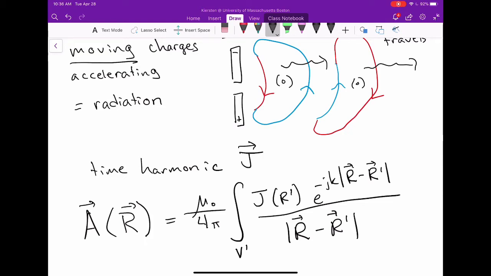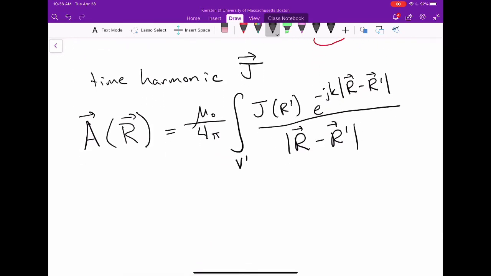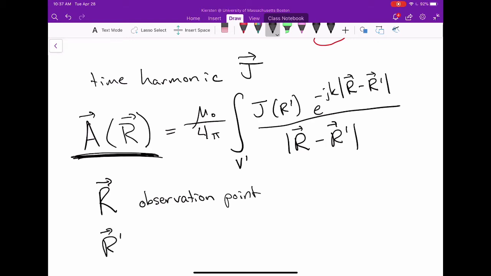Now, I need to talk to you for a minute about what r and r prime actually are. r is the observation point. That's where we want to know the value of the radiated fields. Where do we want to know this vector potential? r prime ranges over the source coordinates, and it only takes values where J exists and isn't 0.